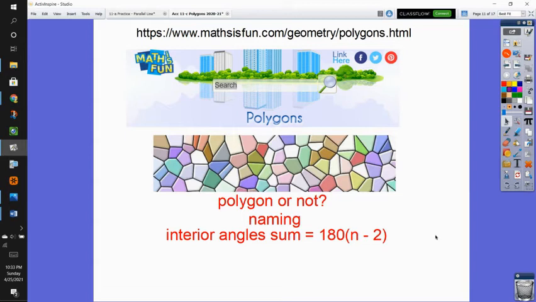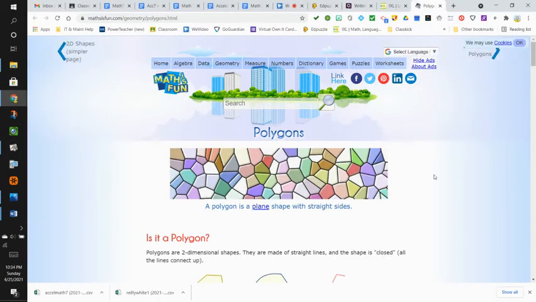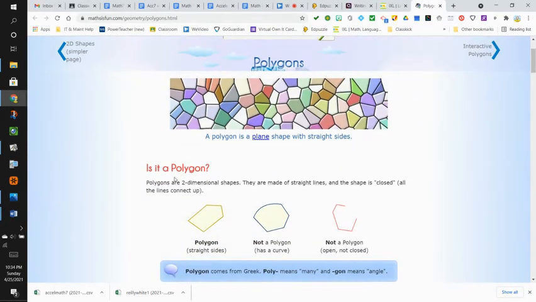Okay, so the things you need to be able to do from this lesson: be able to know whether a shape is a polygon or not, name the polygons up through decagon, and also understand the interior angle sum of polygons is 180 times n minus 2. This is a good website. Here, Math is Fun. Their discussion of polygons is pretty interesting. They go through the same things.